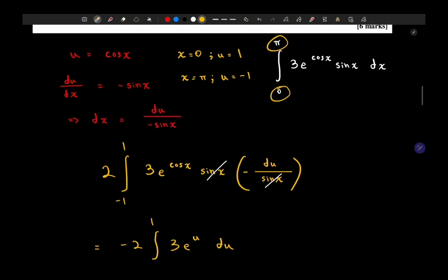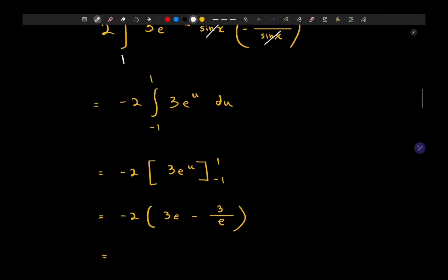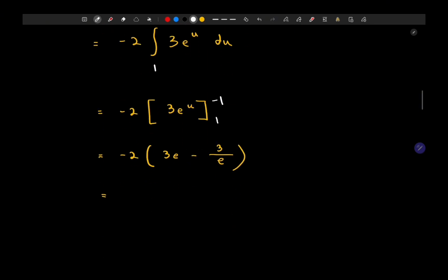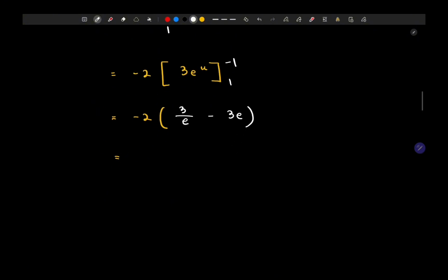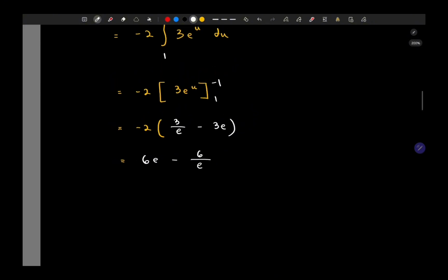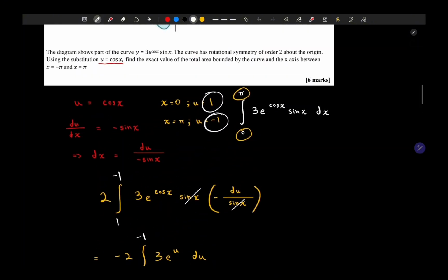Okay, so there was a slight problem with my answer. The limit should be 1 to minus 1, not minus 1 to 1, because the lower limit is 1 and the upper limit is negative 1. So it should look something like this: 3 over e minus 3e. Now if I multiply it by 2, it should look something like this: 6e minus 6 over e. So that is the answer to this question.